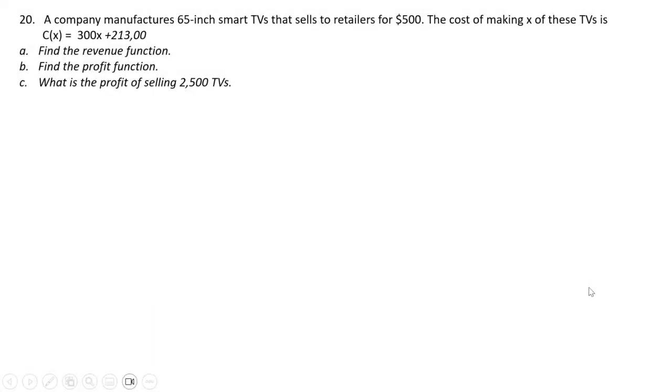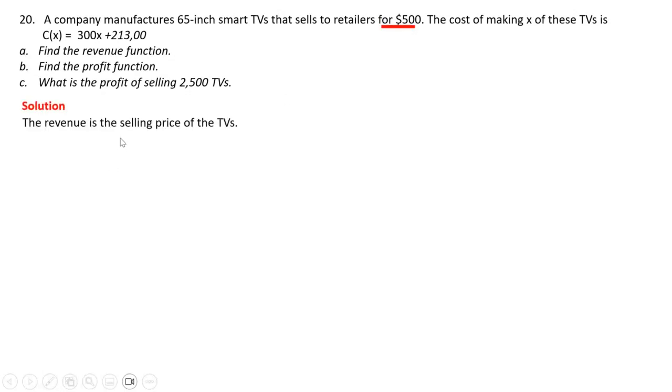Now number 20. Number 20 is about revenue, profit, and cost functions. Okay. So it says a company manufactures 65-inch smart TVs that sells to retailers for $500. The cost of making X of these TVs is C of X equals 300X plus 213,000. So this is my cost function. My revenue function is how much do the items sell for. If you notice, here's what they sell for: $500.